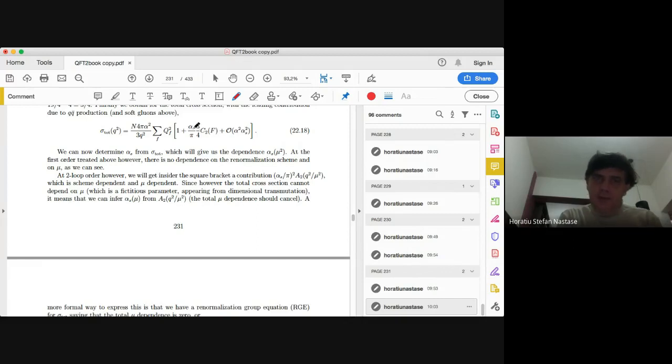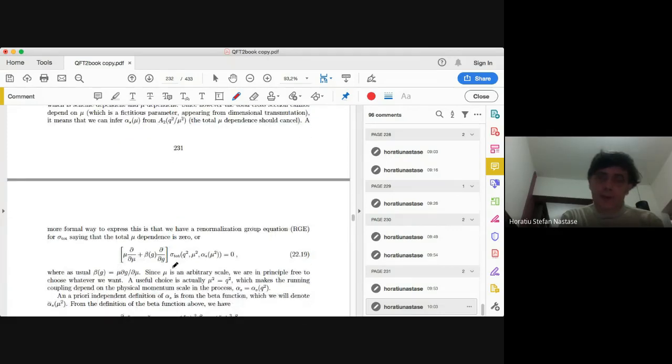So there's an alpha strong here in the corrections. So both alpha strong and this function must depend on renormalization scheme and on mu in such a way that their dependence in sigma total cancels.